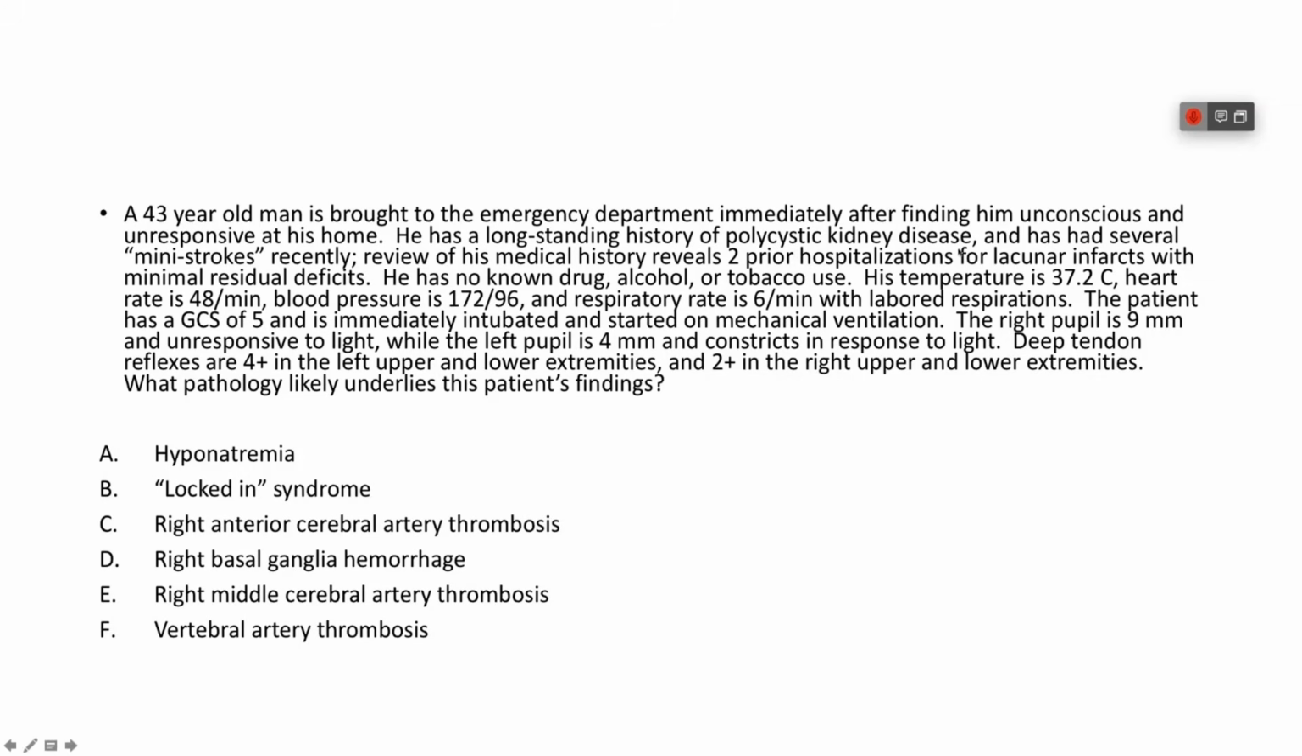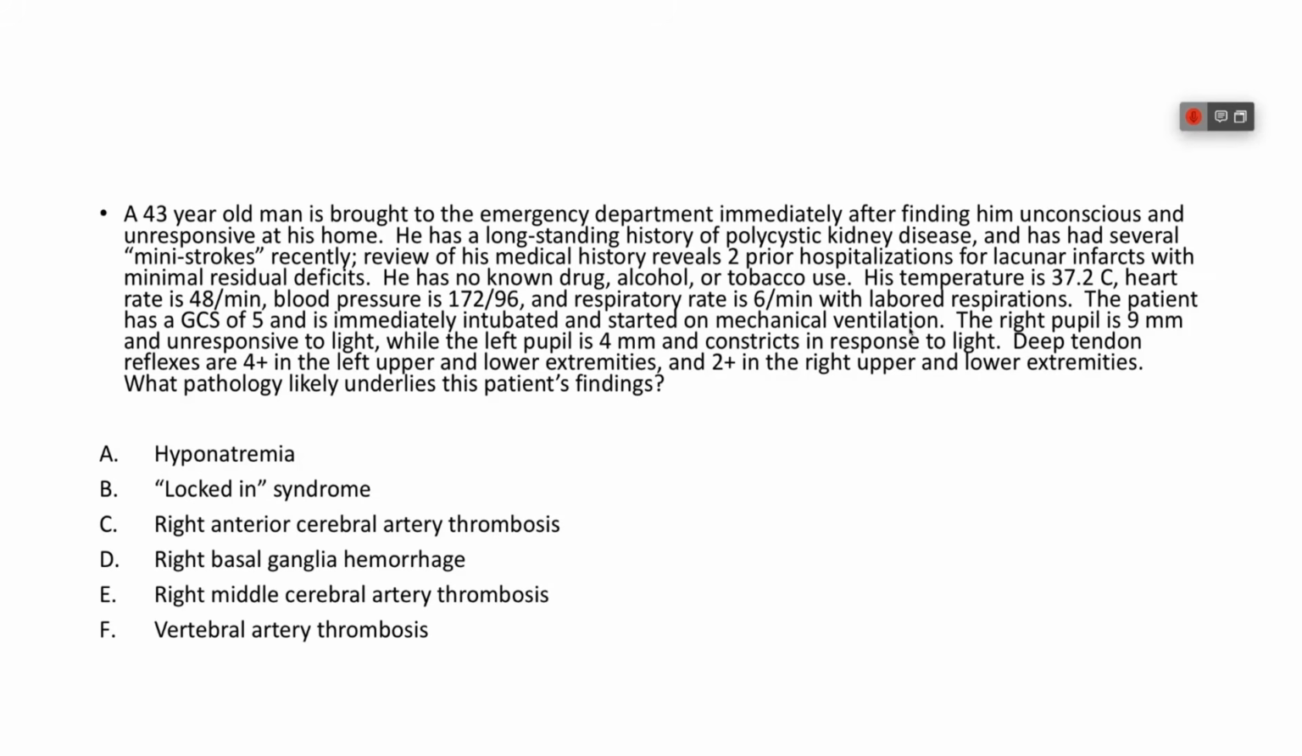Okay, so Bridget, walk me through the next sentence. How does this change your differential? What kind of story could you build based on this? Do you want me to read the sentence? Yep. He has a long-standing history of polycystic kidney disease and has had several mini strokes recently. Review of his medical history reveals 2 prior hospitalizations for lacunar infarcts with minimal residual deficit.